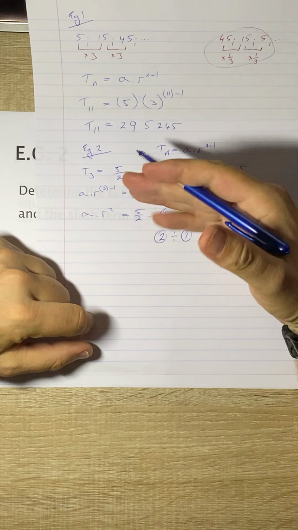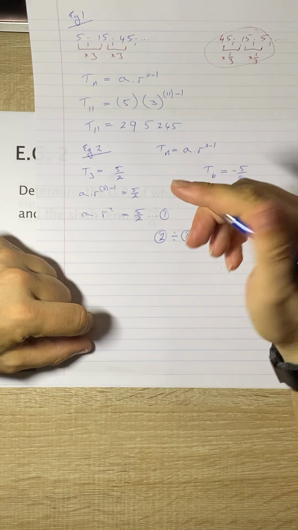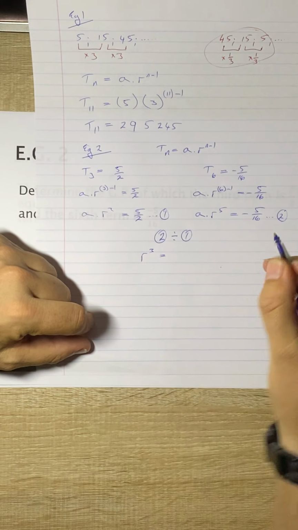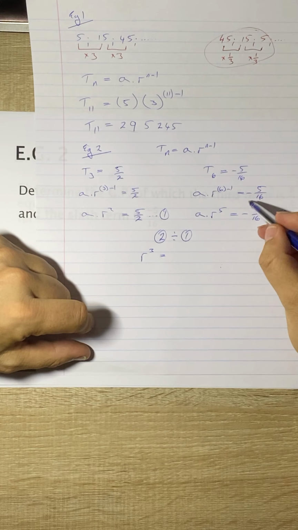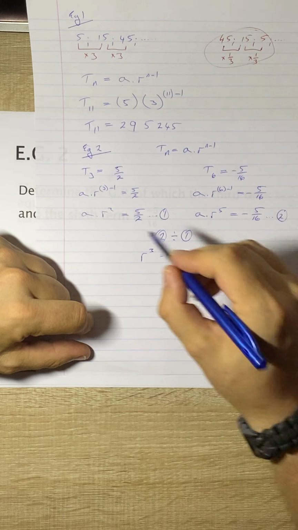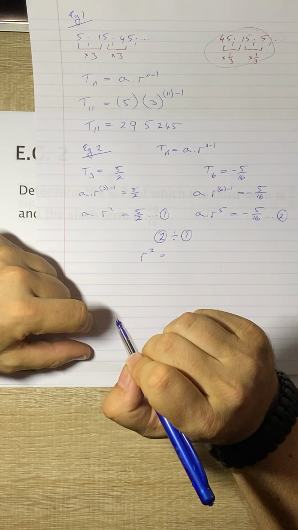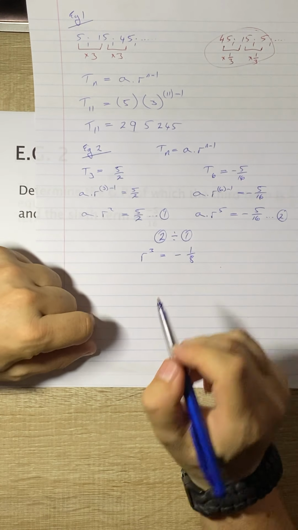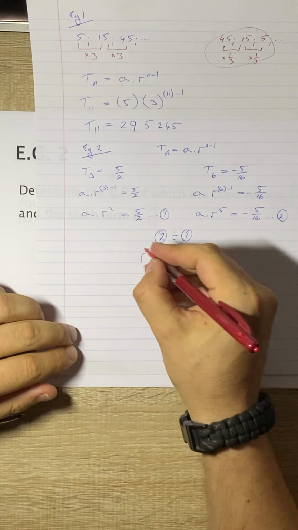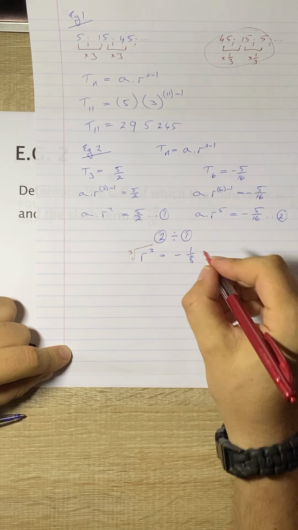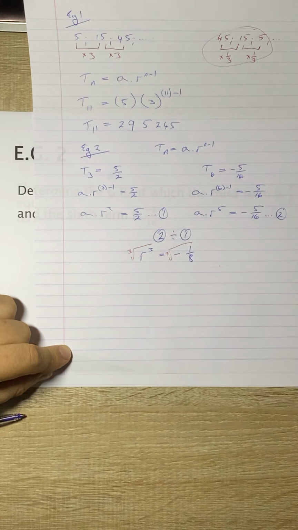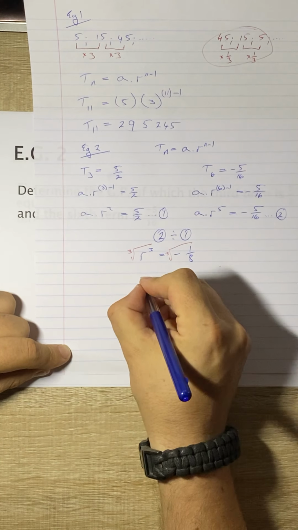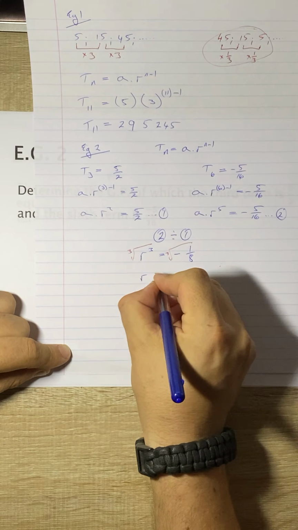Now remember, if your bases are the same and you're dividing, you subtract the exponents. So here we'll be left with R cubed equals. On your calculators, you can take this minus 5 over 16 divided by 5 over 2, and you'll get minus 1 over 8. Now, in order to get the R on its own, you need to take the cube root. What you do to this side, you must do to this side. So the cube root of minus 1 over 8, we're left with R is equal to minus 1 over 2.